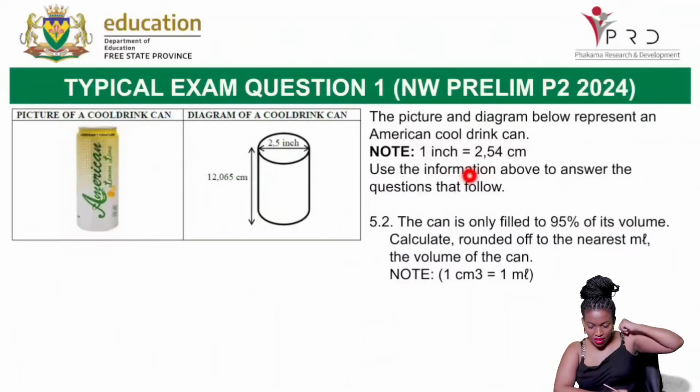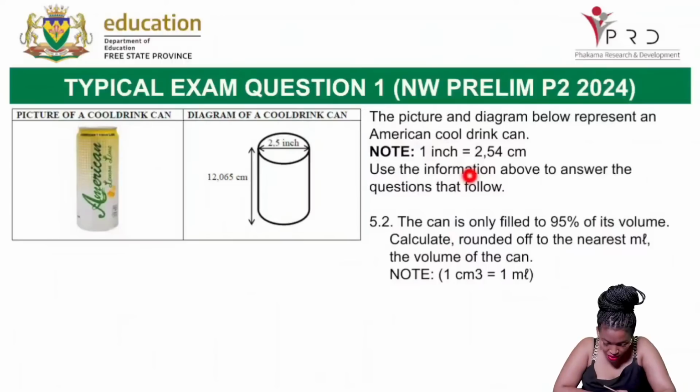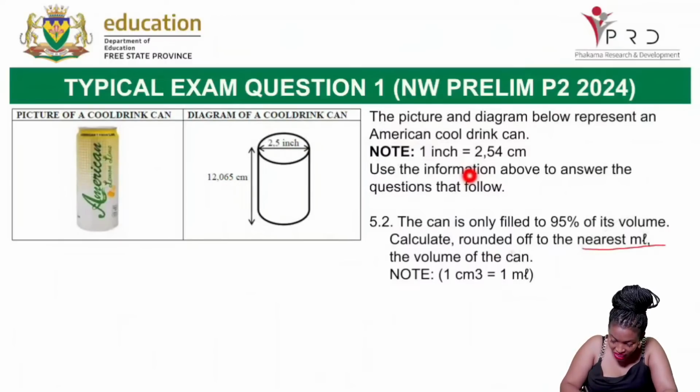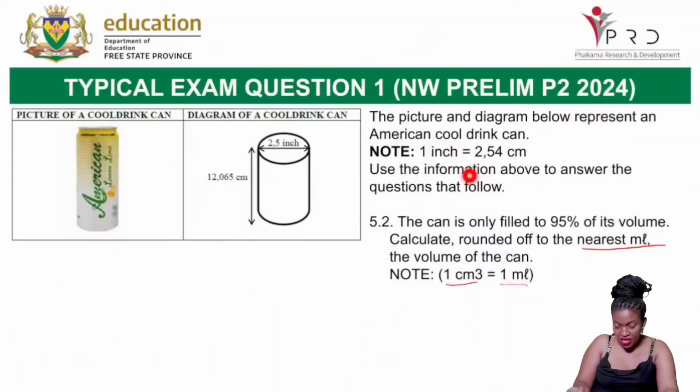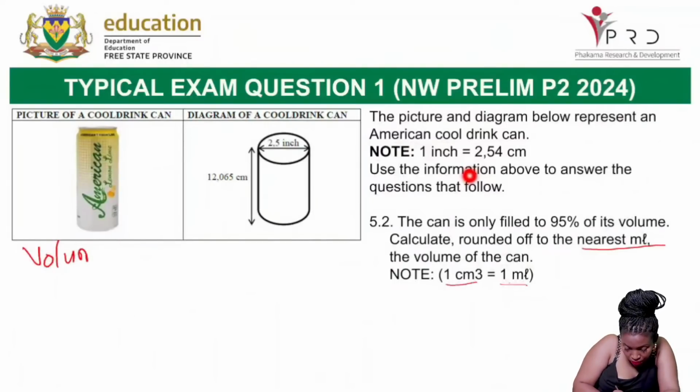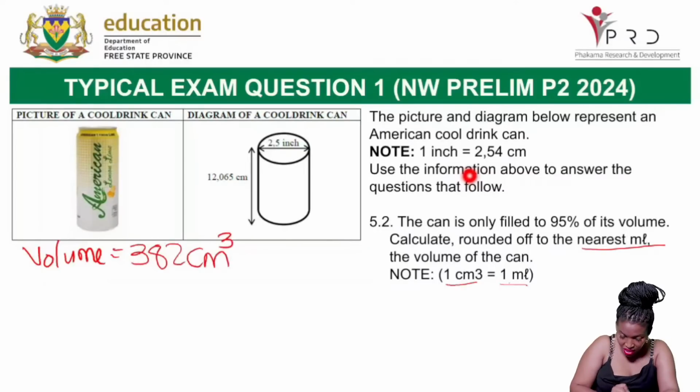The picture and the diagram, we've already read that. We've already established that. 5.2: the can is only filled to 95% of its volume. Calculate, rounded off to the nearest milliliter, the volume of the can. Note that 1 cubic centimeter is equivalent to 1 milliliter. Remember, we calculated the volume of the can and we established that the volume was 382 cubic centimeters.